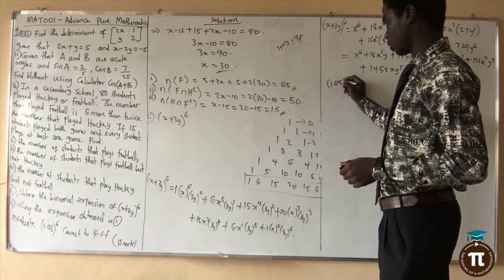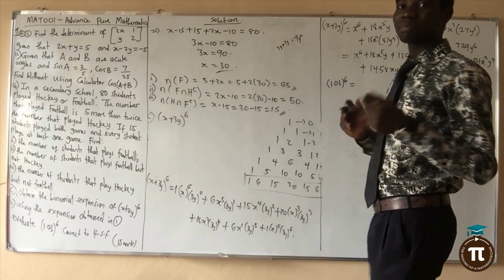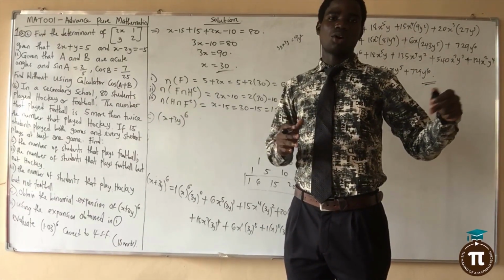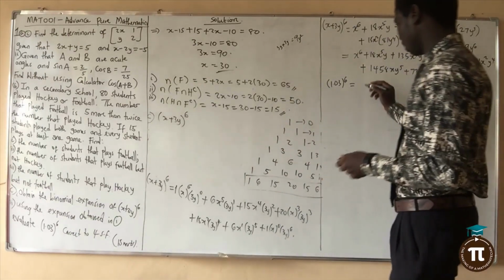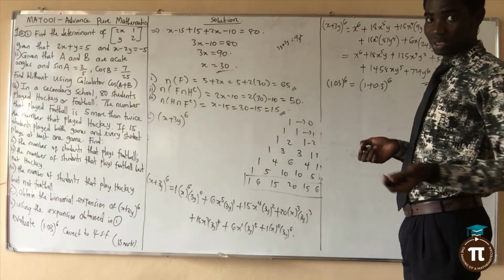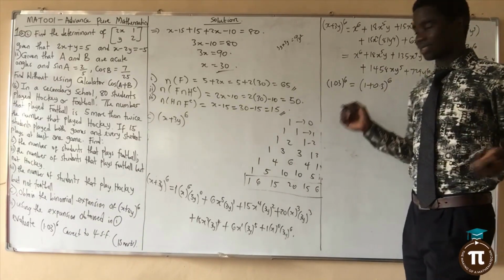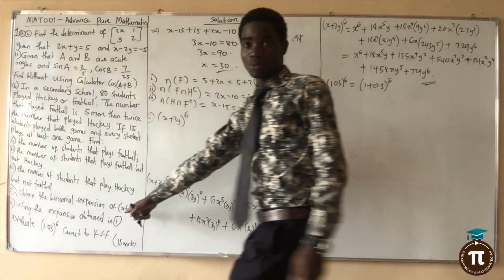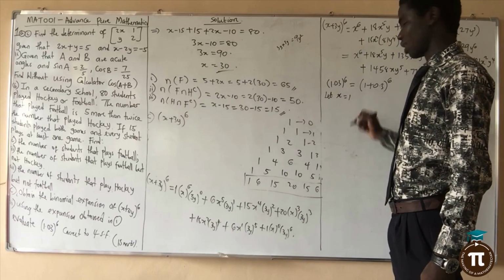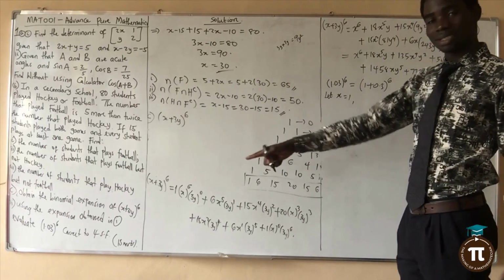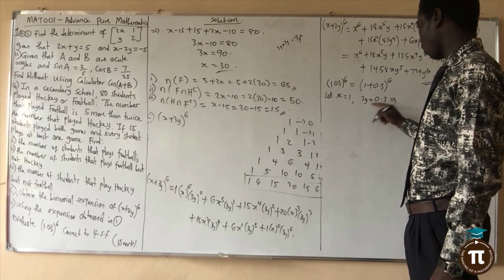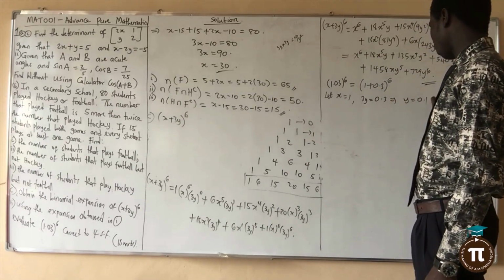I'm given 1.03 raised to the power 6. The smartest way to go about this is to write out the whole number separate from the decimal, that is 1 plus 0.3 raised to the power 6 actually. So as it is here, since I have x plus 3y, I will let x be equal to 1, and then the remaining thing, the 3y, to be equal to 0.3. So if we solve for y, y will be equal to 0.1 actually.